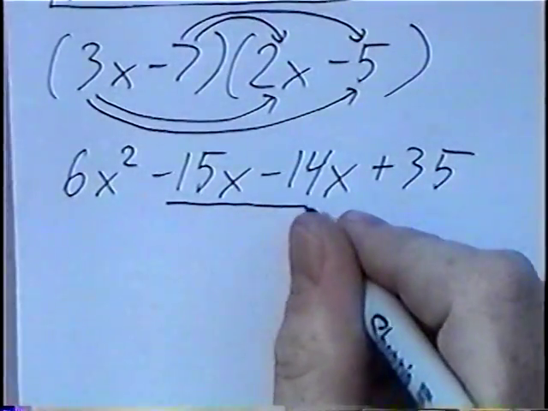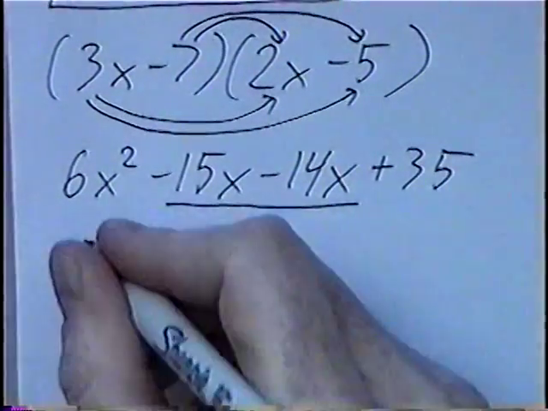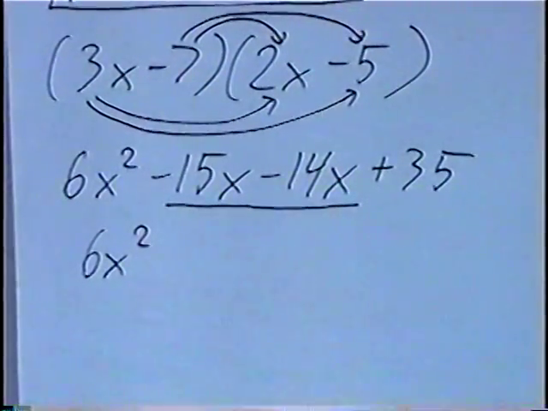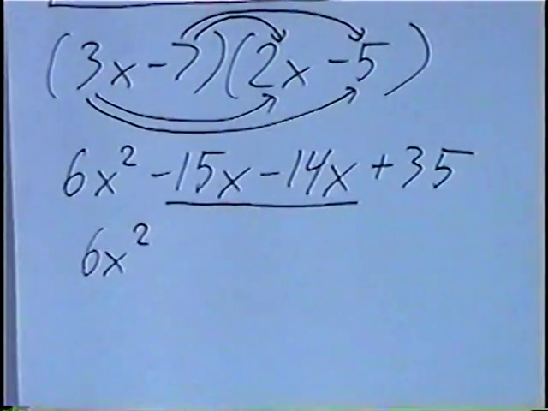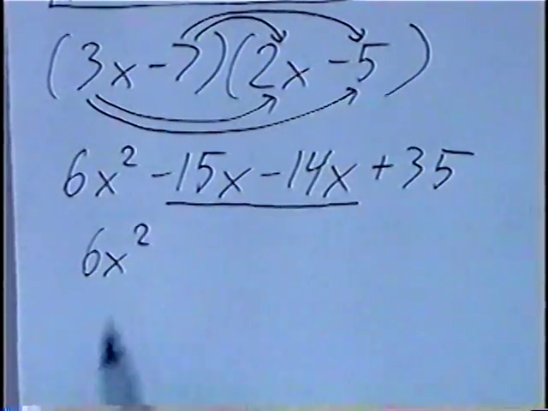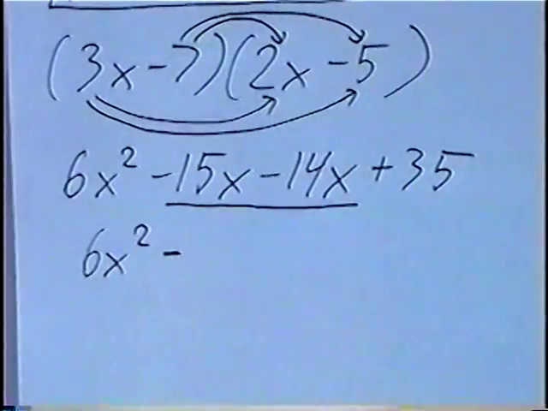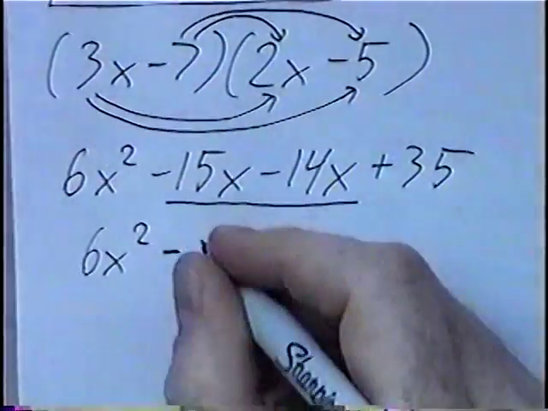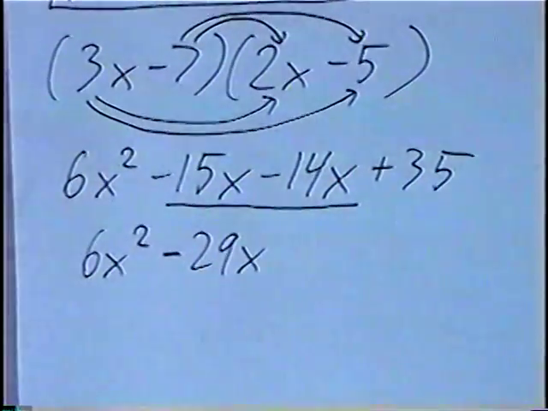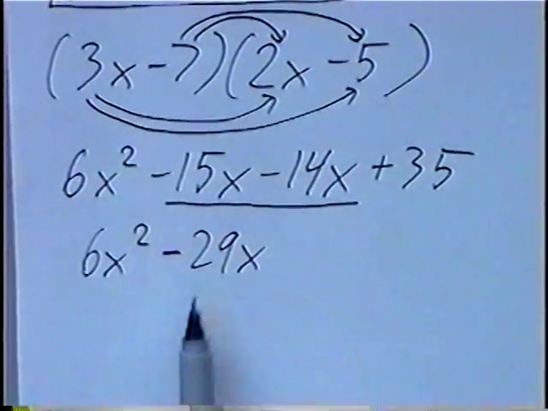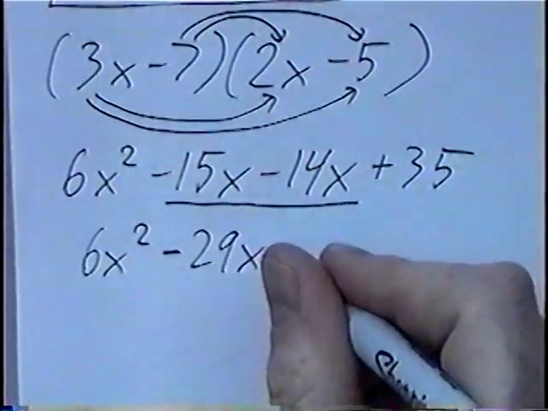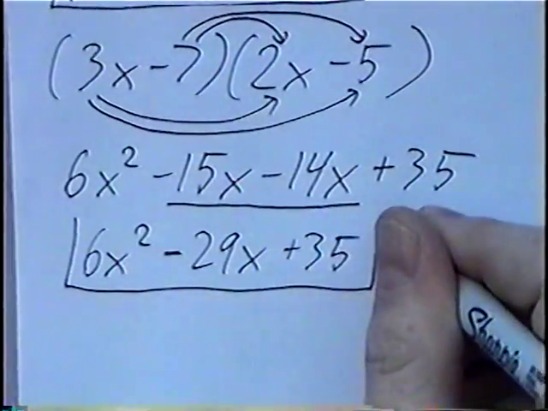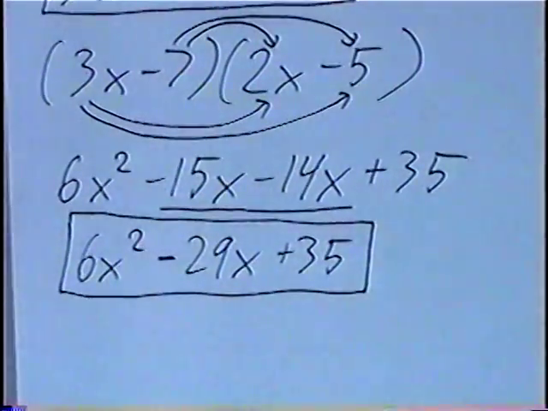Combining the like terms again, which are usually the middle two terms, 6x squared stays the same, minus 15x minus 14x. If you have the same signs, both minus, we can add the terms and leave it as a minus or negative. 15 plus 14 will be 29. So negative 15x minus 14x would be negative 29x, plus 35. So our final answer, 6x squared minus 29x plus 35.